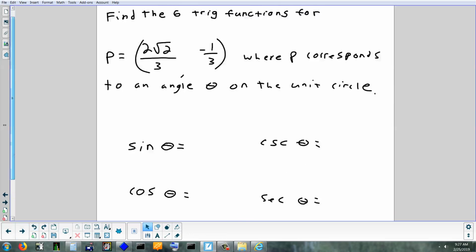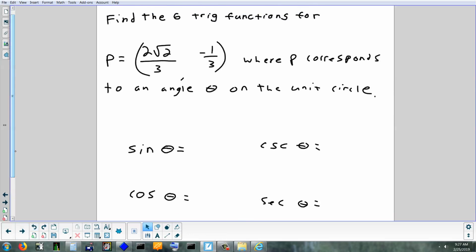All right, so let's try one more of those. And this time I'm going to have you guys take a shot at it yourself. Again, they're still giving you the coordinate. This is the last one where they're going to do that. The next one, you're going to have to find the coordinate yourself. They've given you the coordinate. Try to find all 6 trig functions.